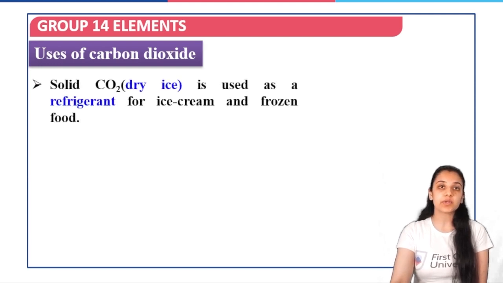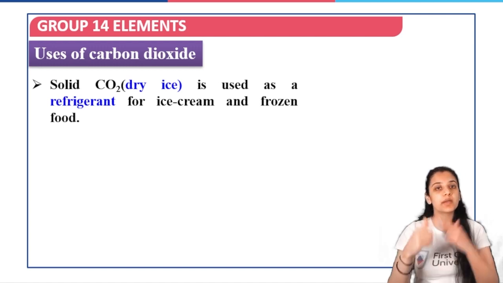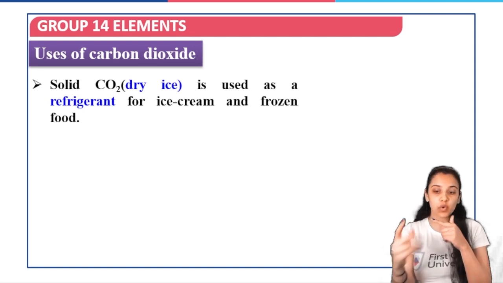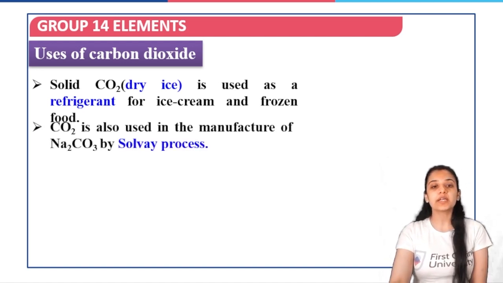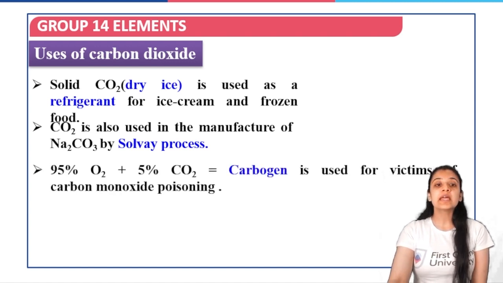Solid carbon dioxide, we know, is dry ice. It is used as a refrigerant for ice cream and frozen food because it will not melt into the liquid form. It will directly go into the gaseous form, that is the vapor form. Then it is also used in the manufacture of sodium carbonate by the Solvay's process.